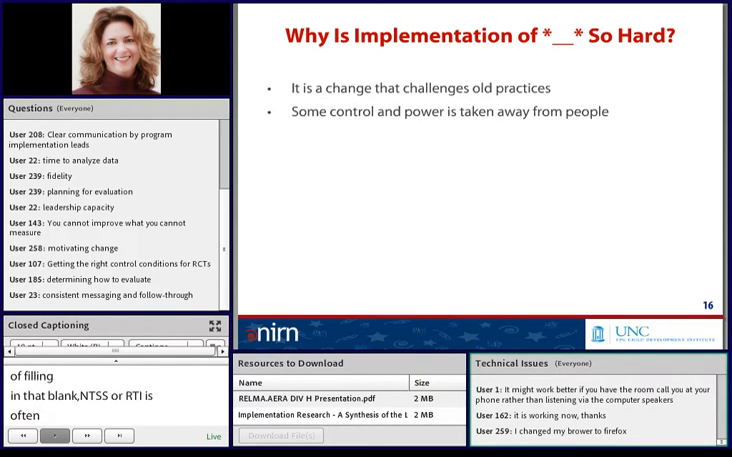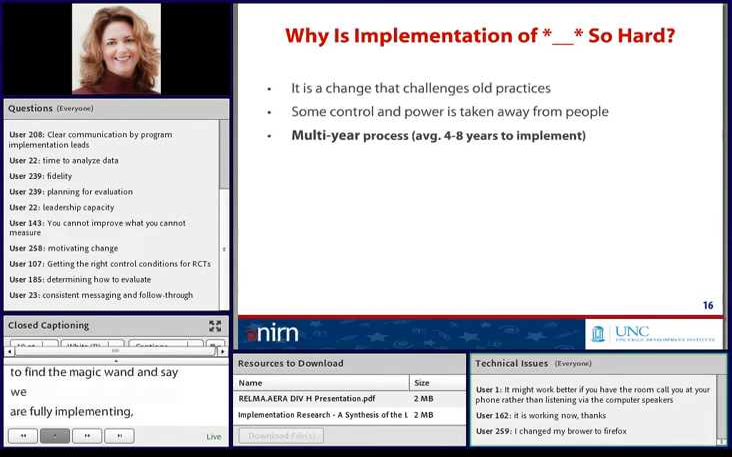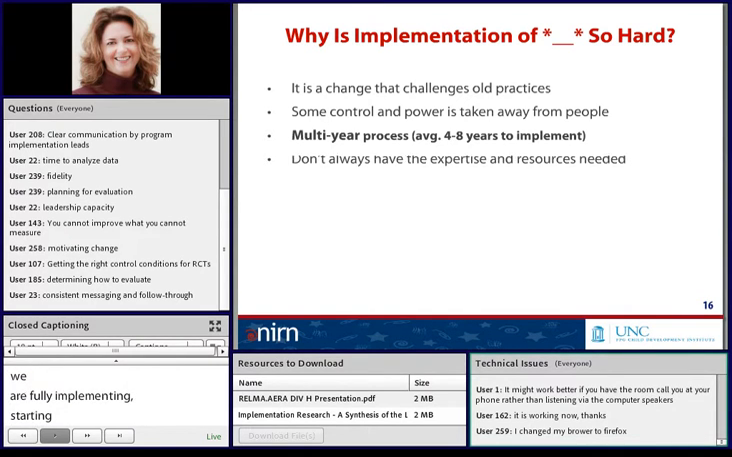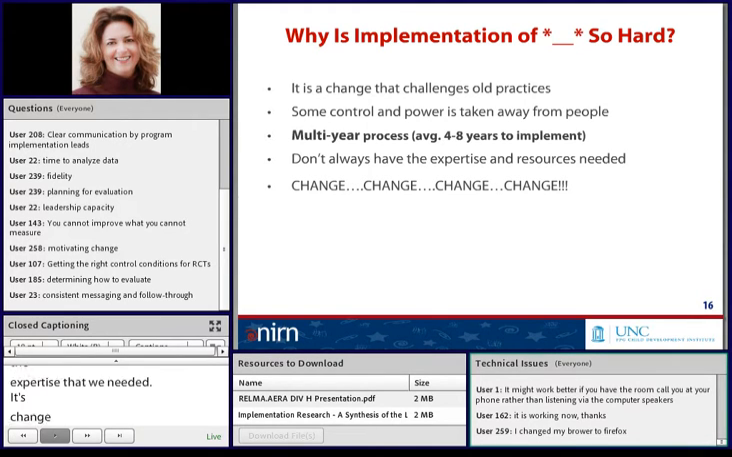Some control and power ends up being taken away from people. It's not an overnight thing. I would love to find the magic wand and say we're fully implementing starting tomorrow, that would be fantastic. It takes time. It's a multi-year process. We don't always have the expertise and the resources needed. We sometimes think we do, and when we get into it, we find, yep, we don't have all the expertise that we need. It's change. I find change is our one constant in education and life in general.